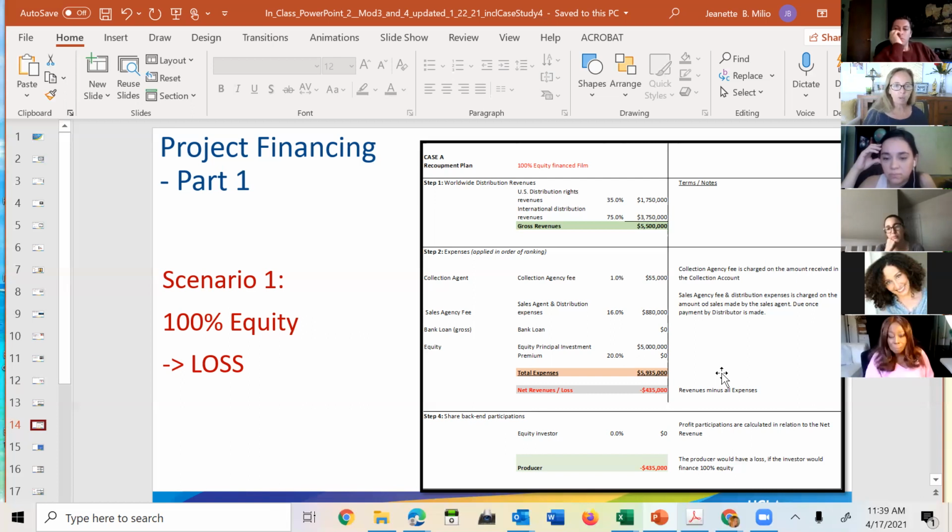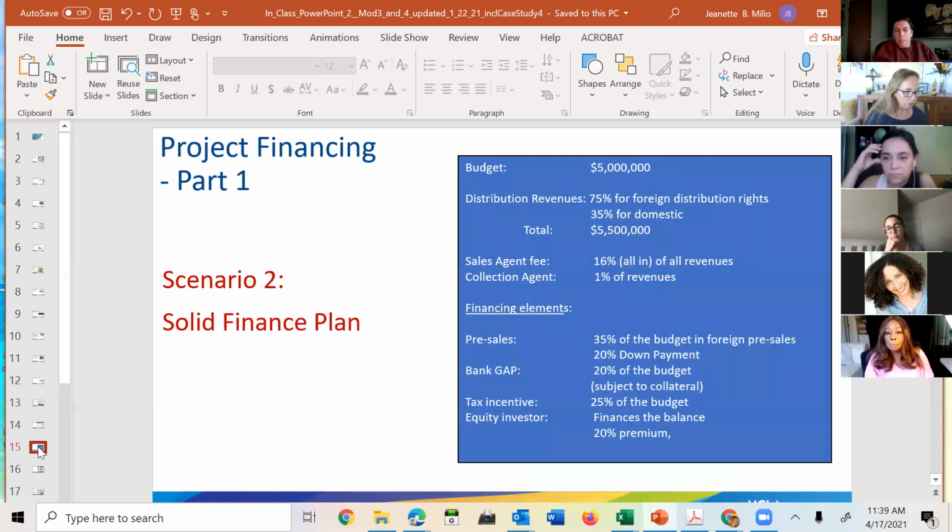So let's look at what this scenario would look like if we are using all the finance elements that we talked about. We're now using pre-sales, we're using bank gap, we're using a loan, we're taking 20% down payments from our distributors, and we are doing exactly what we're supposed to be doing, and we do a different finance plan.